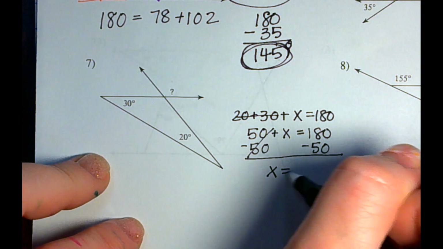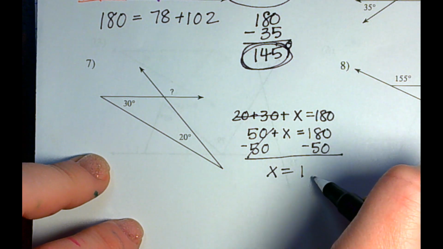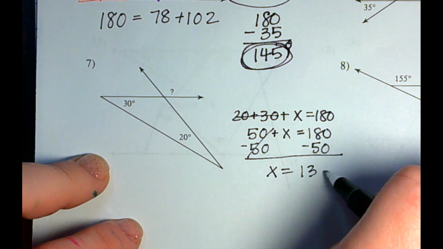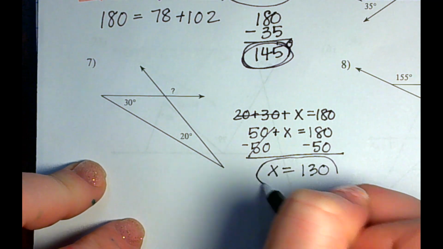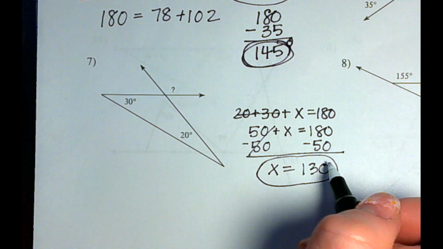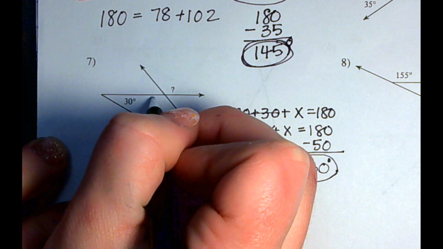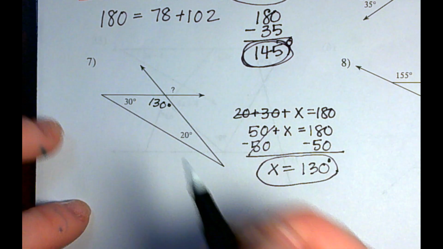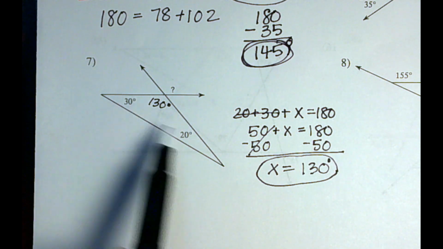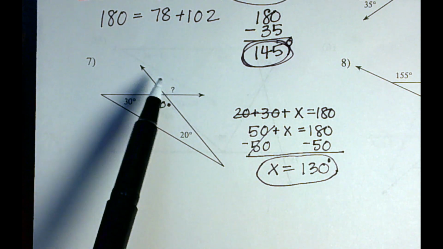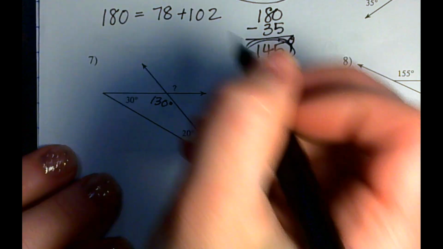And we get x equals 30. Good. So now I have 130 right here. I found my last interior angle. Do I know this exterior angle? What is it? 30. 130.